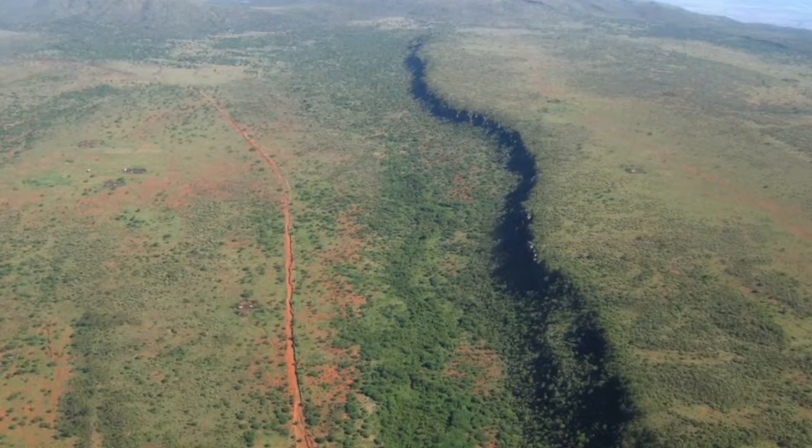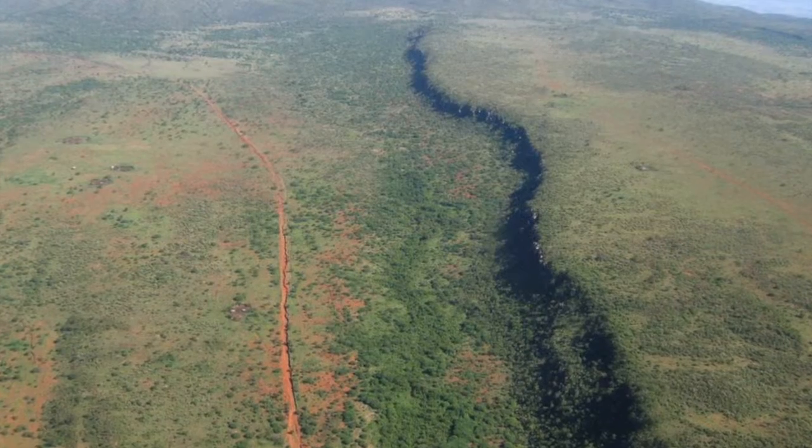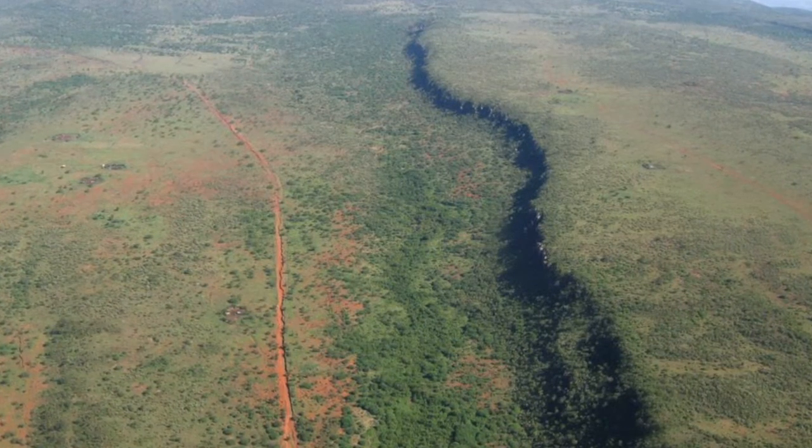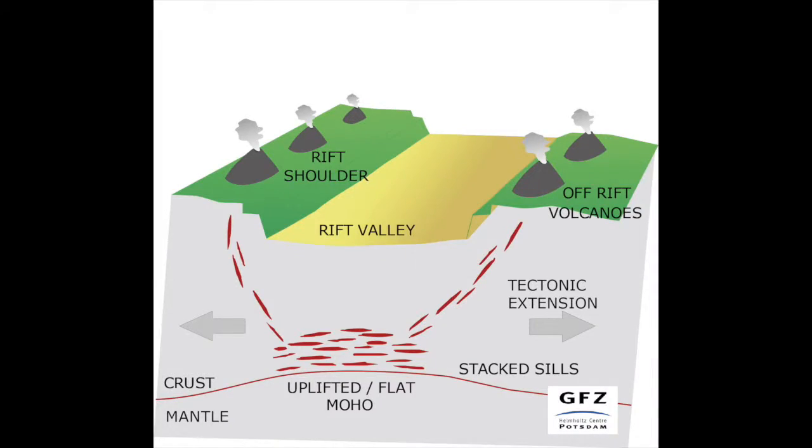These rift valleys, in a way, split the continent in half. At the same time, plumes of magma rise to the surface, bending the crust upward. The fracture in the crust allows magma to flow to the surface, creating active volcanoes.